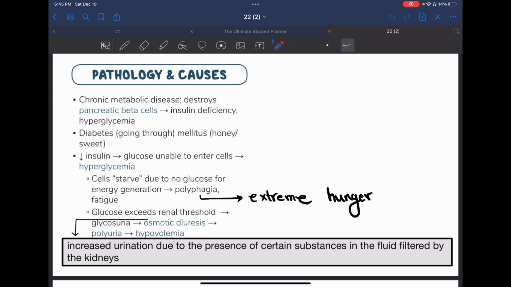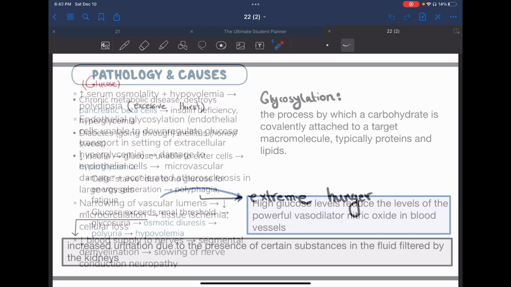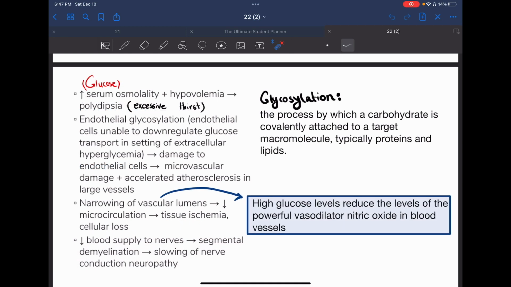And because you lose a lot of water, the body goes through hypovolemia. Because we have a lot of glucose in the serum, that makes the osmolality of the serum higher. And because we lose a lot of water into the urine, the body goes through polydipsia, which means excessive thirst.